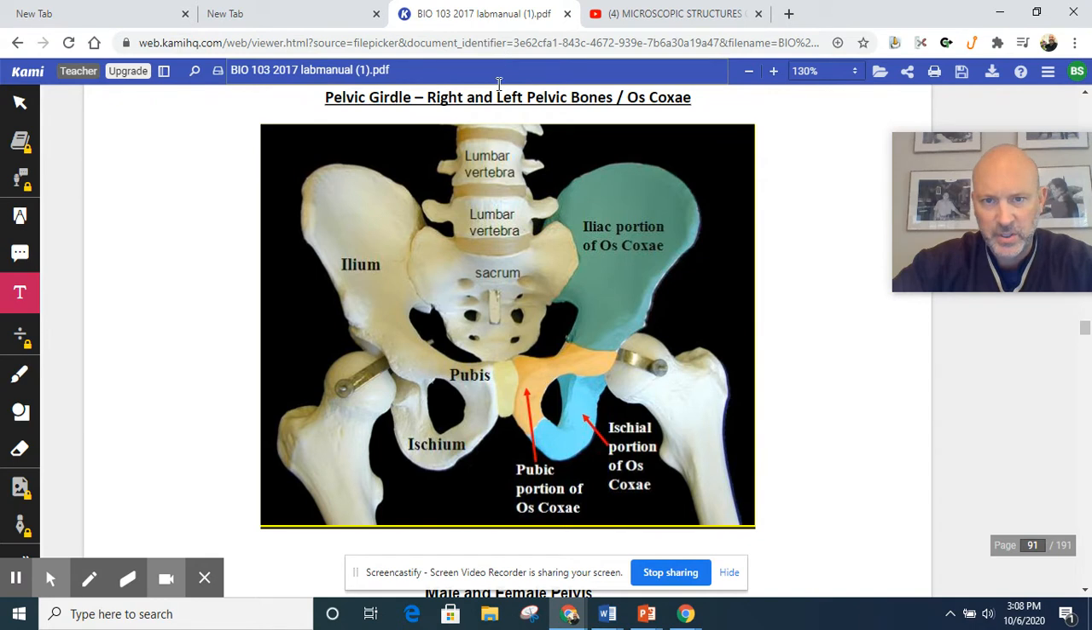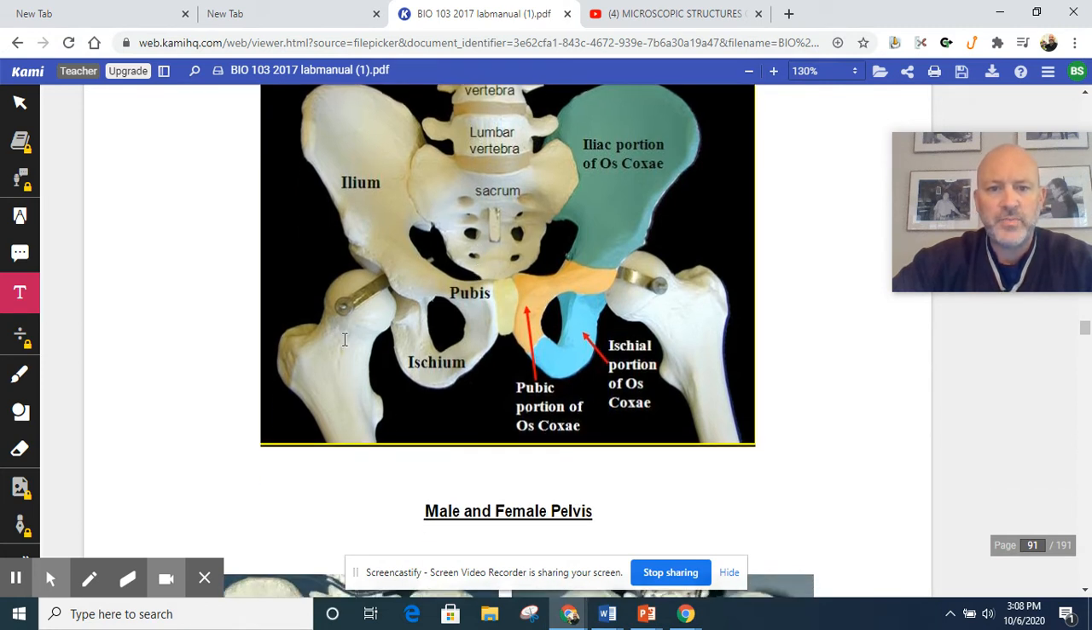All right, and here we see the lumbar vertebrae coming down, and we can see better where the lumbar vertebrae articulate with the sacrum. Remember, the sacrum is all fused. That's 5 vertebrae fused together, so it looks like one big piece. And this would be the femur, the ball joint of the femur.